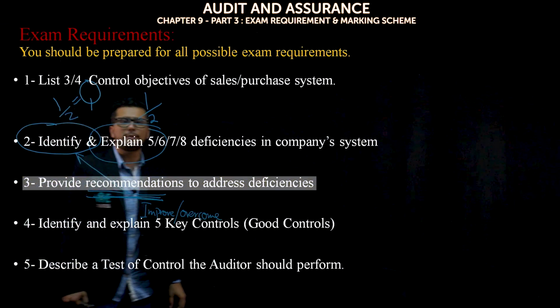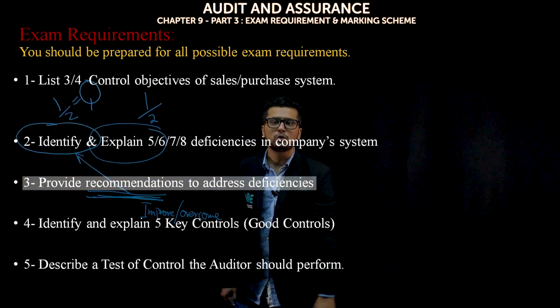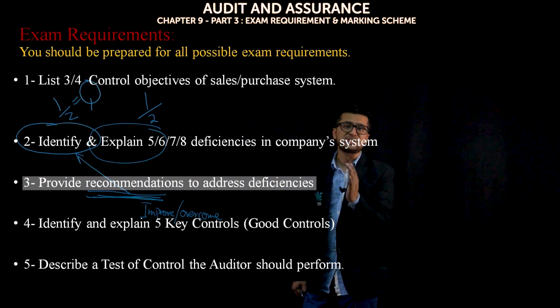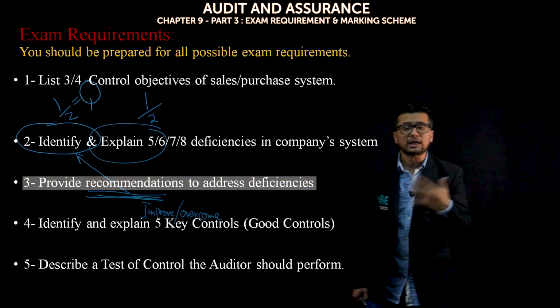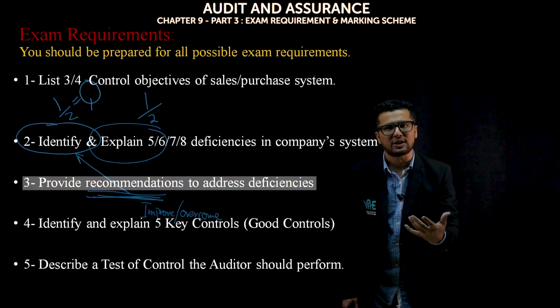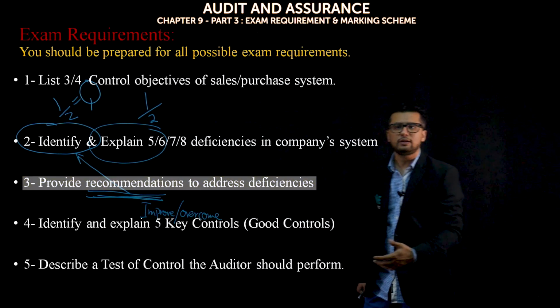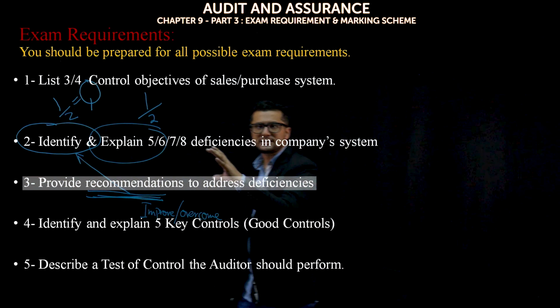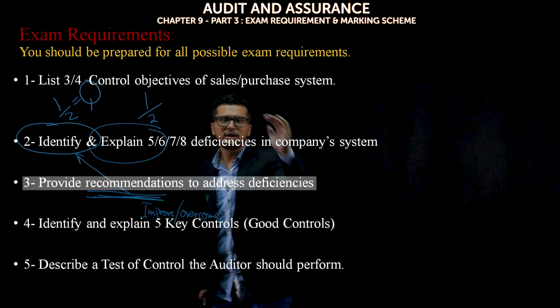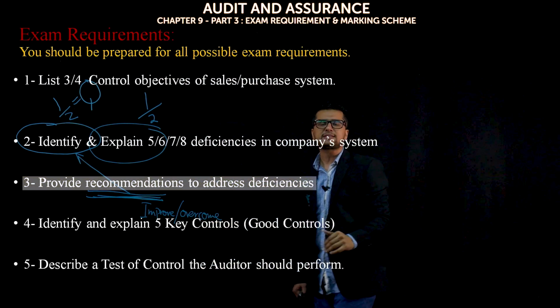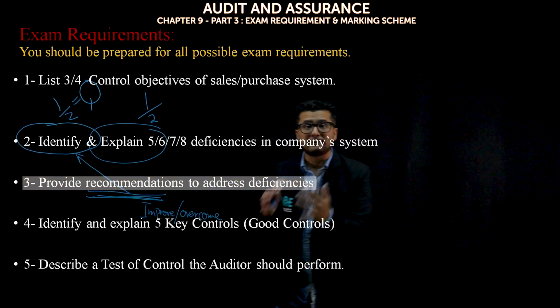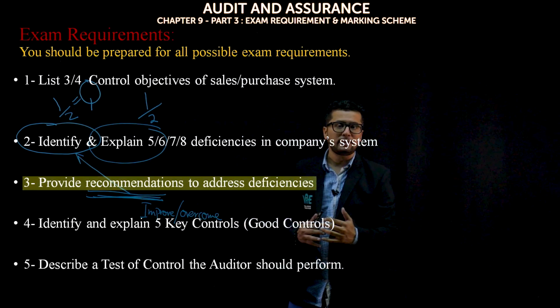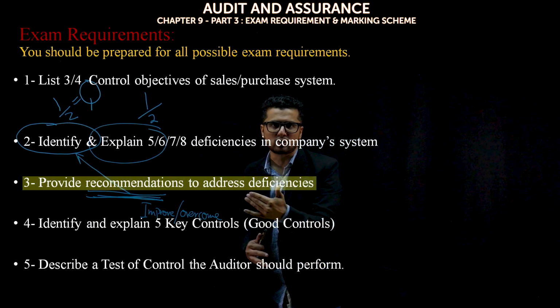So the second requirement which the examiner is going to ask you is that for all those deficiencies which you identified, now tell me how the company is going to overcome all those deficiencies. So the second requirement with respect to the application side, let's ignore the knowledge based, would be that the examiner is going to ask you to come up with recommendations. What do we mean by recommendations? We have to overcome those deficiencies.